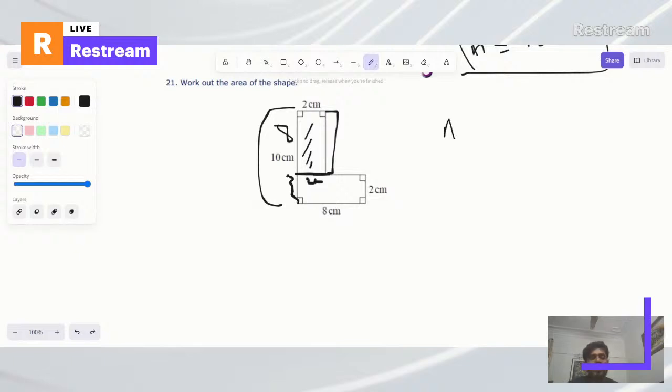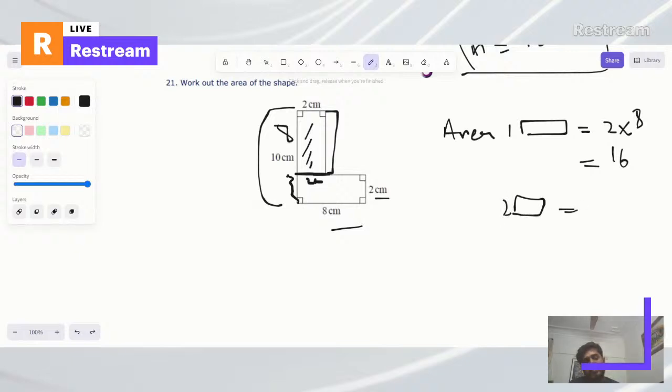Now we need to find the area of the first rectangle. It would be 2 times 8, right? So the answer would be 16. Now we are left with 2 times 8 again, so we can find the second rectangle as well, which would be 2 times 8, that is 16.